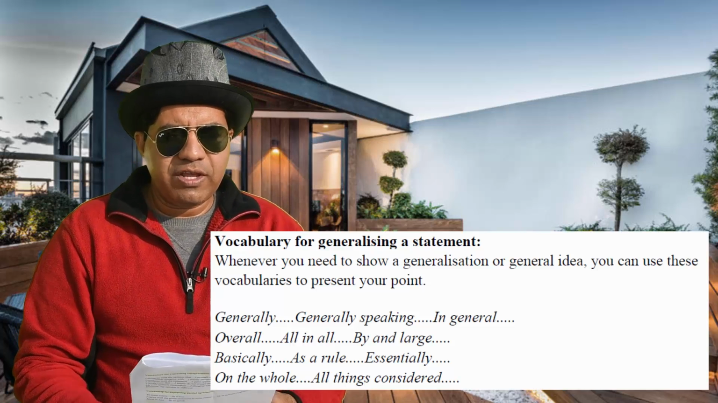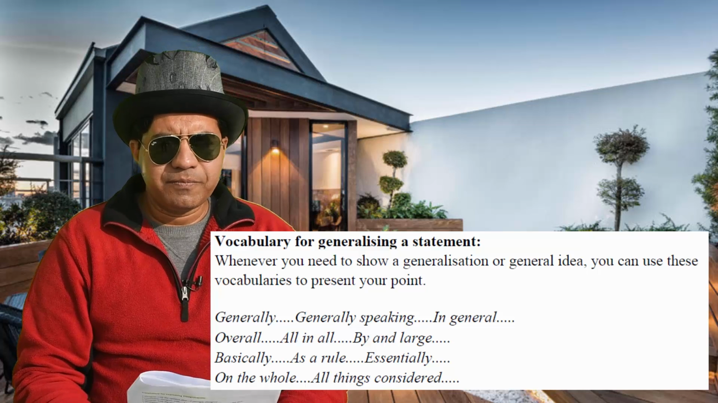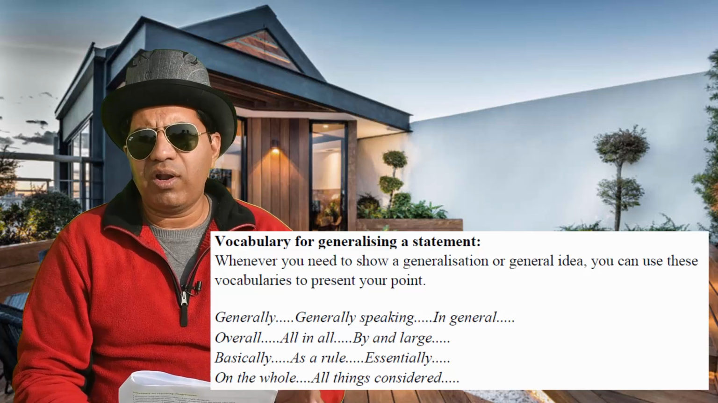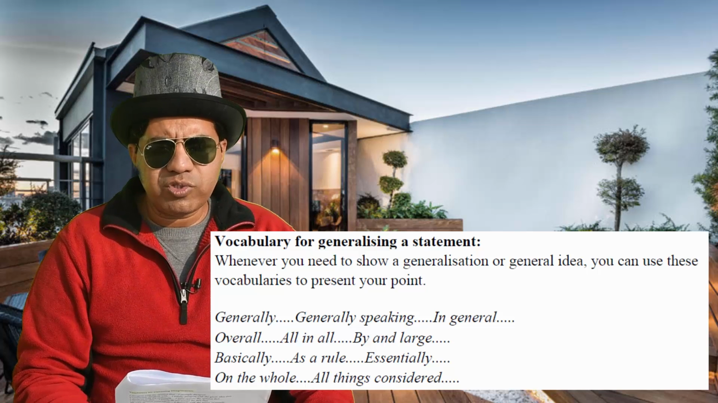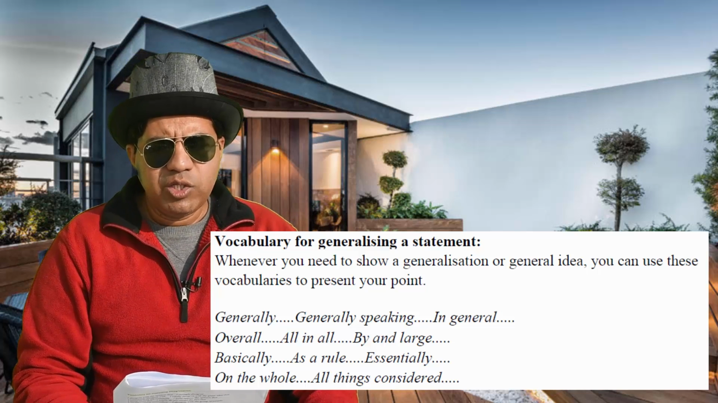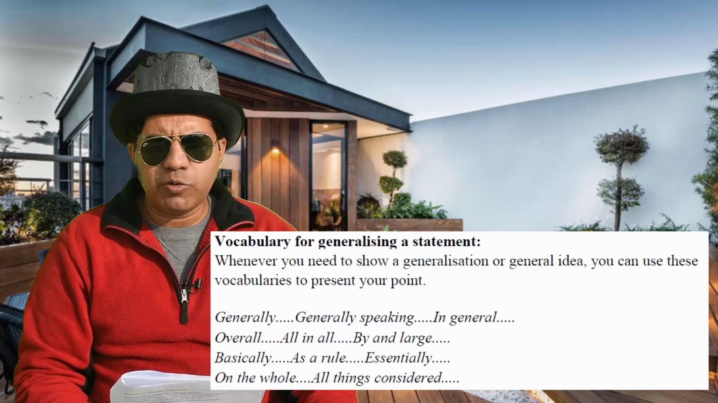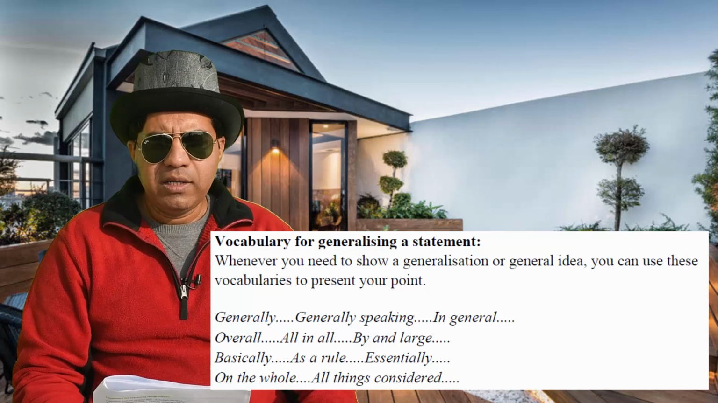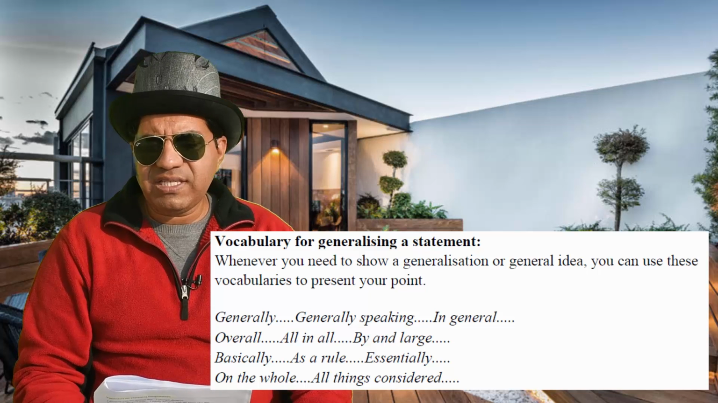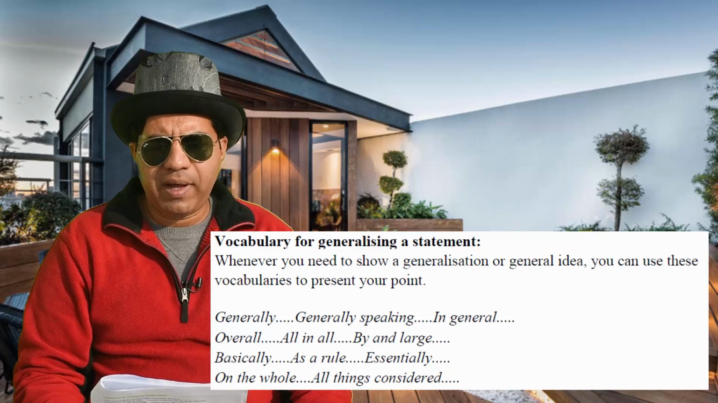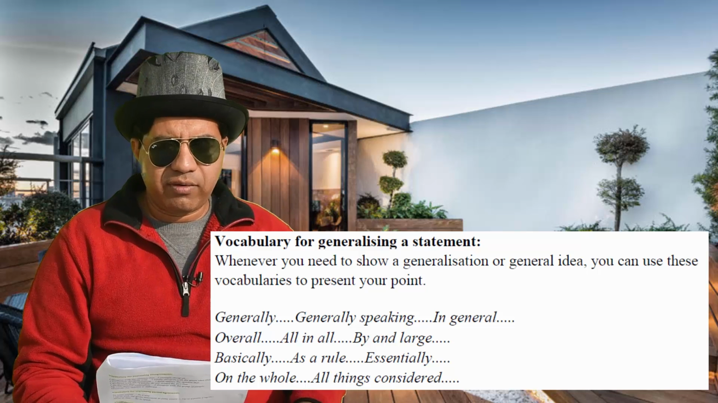Now, vocabulary for generalizing a statement. If you want to generalize a statement, whenever you need to show a generalization or a general idea, you can use these vocabulary. General idea means it's not your idea, it's a general thing. You can use these vocabularies to present your point. Generally, comma, generally speaking, comma, in general, overall, all in all, by and large, basically, comma, as a rule, essentially, comma, on the whole, comma, all things considered, and then you can write.